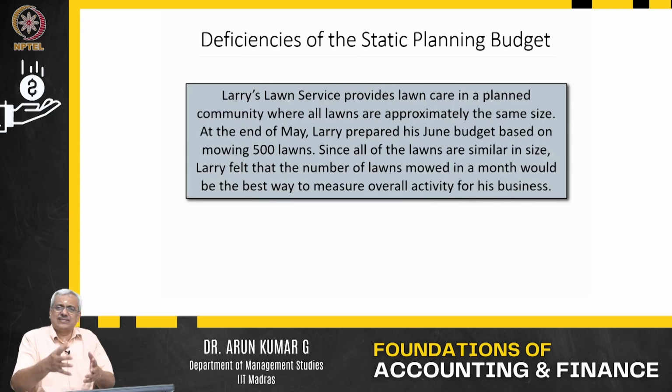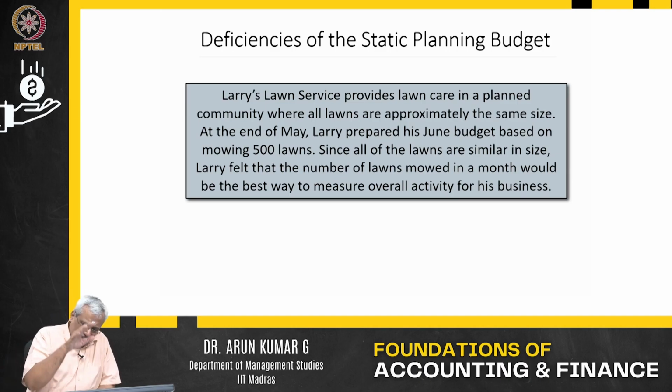Let's walk through this example. I've got two more numerics to work on, so let's work on the numerics also. Larry's Lawnmower Services provides lawn care in a planned community where all lawns are approximately the same size. At the end of May, Larry prepared his June budget based on mowing 500 lawns. Since all of the lawns are of similar size, Larry felt the number of lawns mowed in a month would be the best way to measure overall activity of the business, which is perfect.